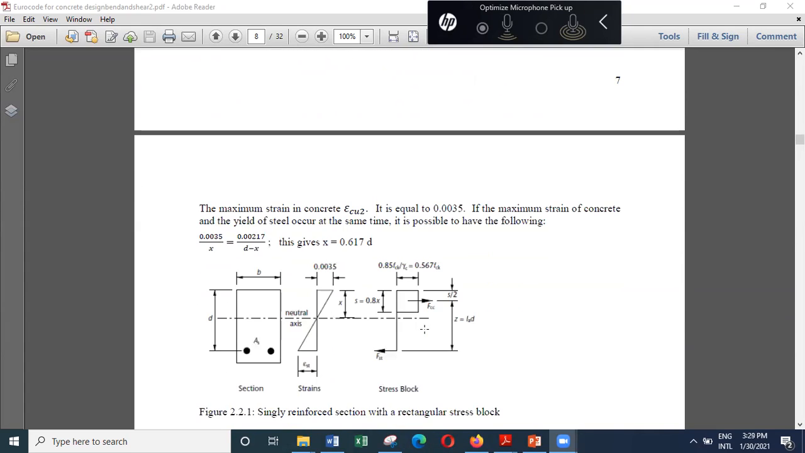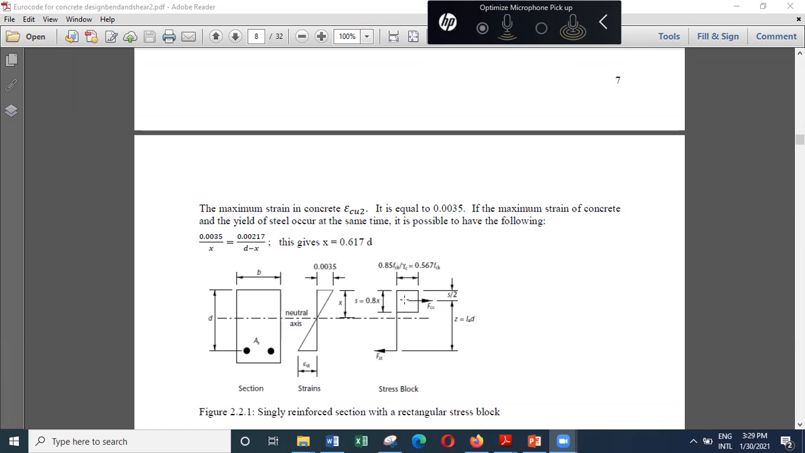So when you consider that, this will be the kind of stress strain curve that you get. This is the strain diagram, with 0.0035 at the top, and the neutral axis is less than 0.45d, where this is d. And then the depth of the stress block is 0.8 times x, and the resultant force in concrete will act at the center of this stress block.